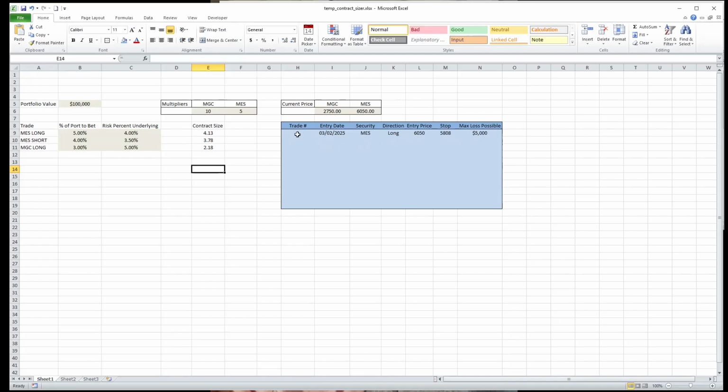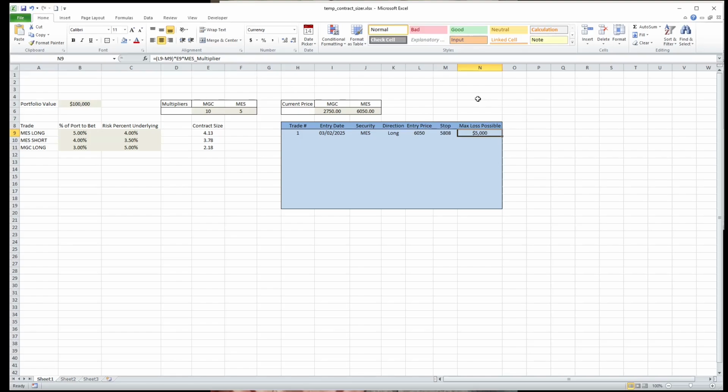So I do trade number 1. I put the entry date. I put what I'm trading. So we're going to do MES long here. So we're going to be using 5% of our portfolio, 4% underlying drop on a stop. So very easily, the entry price is here. This is 4% lower, and the max possible loss, I did do a little bit of, you can see L9 minus M9 times E9. I didn't do that here, but I'm going to leave this here as well.